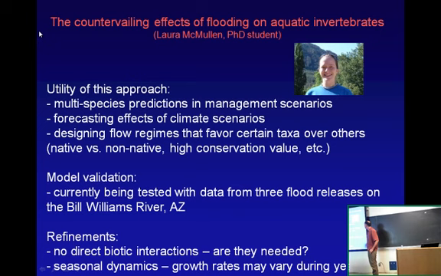And I think the most interesting thing is that we can actually design flow regimes, so cycles of flooding, that favor certain taxa over others. Especially when you start thinking about native versus non-native species, or certain species of high conservation value because of their ecosystem services and so on, there's a lot that can be done there. But we still haven't really validated the model. We have some output from it right now. It seems to be performing reasonably well, but I don't have details on that yet. And there's the open question of whether we need to have more detail in there in terms of the biology, biotic interactions, or even things like seasonal dynamics.